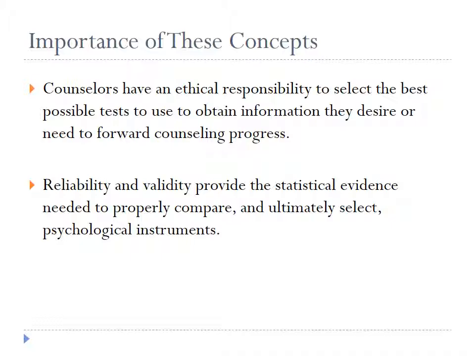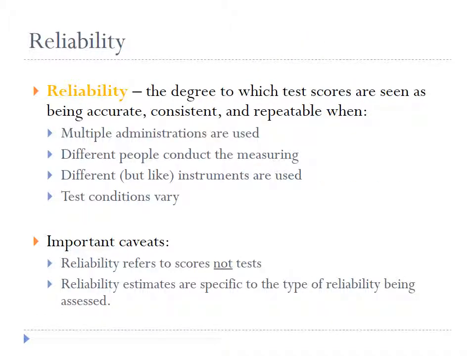These two concepts, reliability and validity, provide us with the statistical or quantitative evidence that we need to determine whether or not a test is sufficient for our use, and also to compare that test to other instruments. It is these quantitative measures that allow us to determine whether or not the instrument we're using is suitable for the situation at hand. So let's talk about the first of these two properties, reliability.